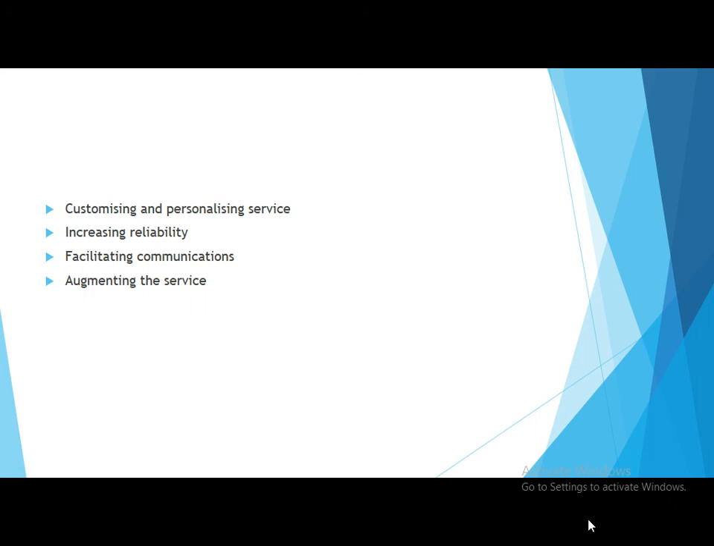So we should think of concepts like customizing and personalizing service, increasing the reliability, that is service reliability, and facilitating the communications.